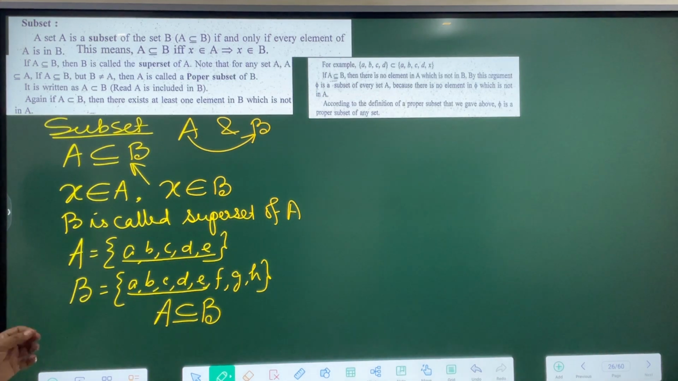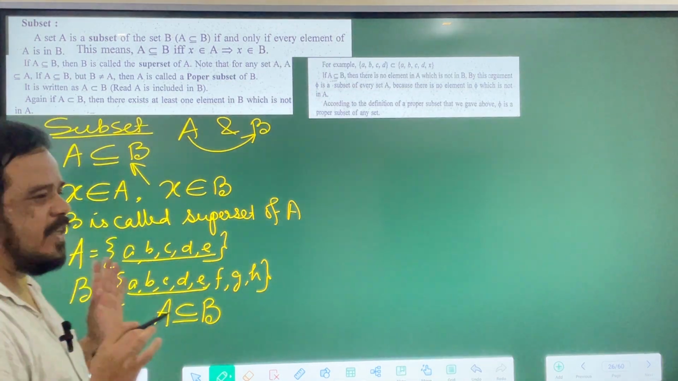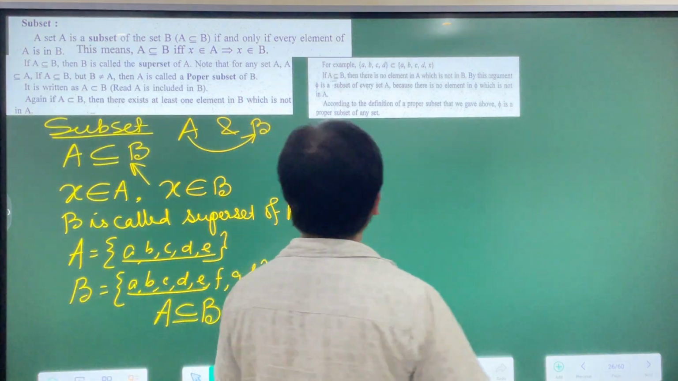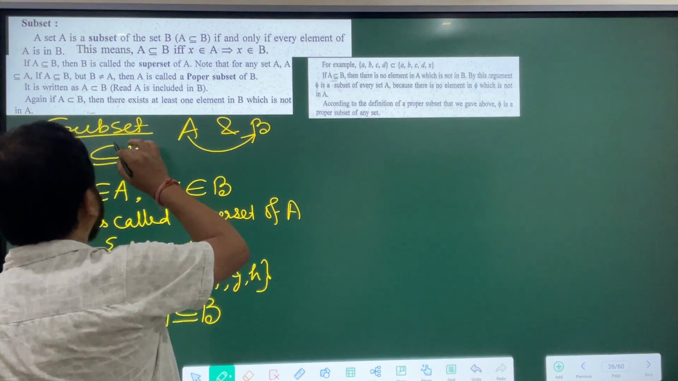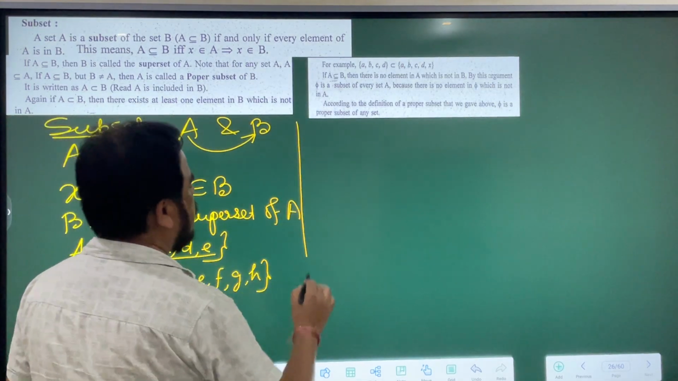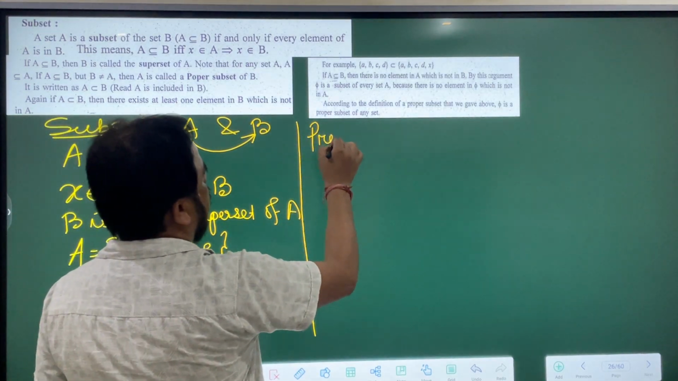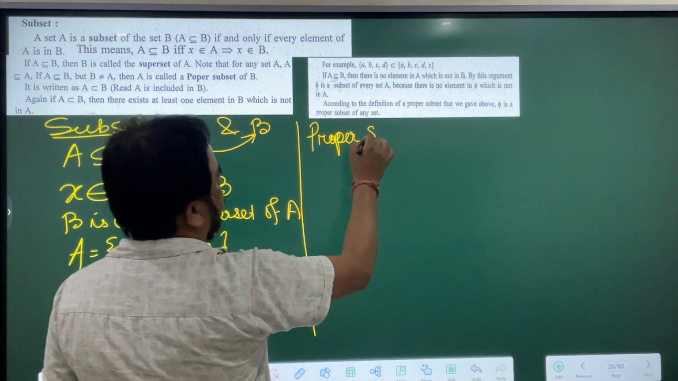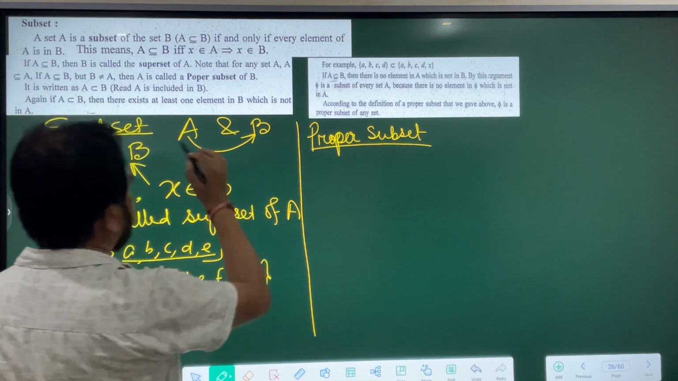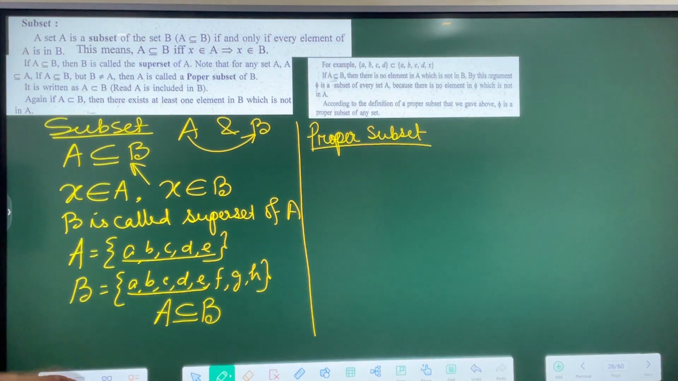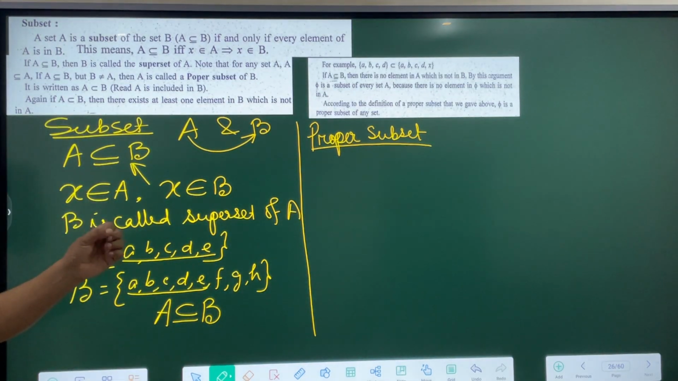Subset A is subset of B means all the elements of A must be present in set B. Secondly, very importantly, more important than subset, that is proper subset. This always gets confusion among the students about subset and proper subset. Subset and proper subset are the same, but there is one special term for proper subset.